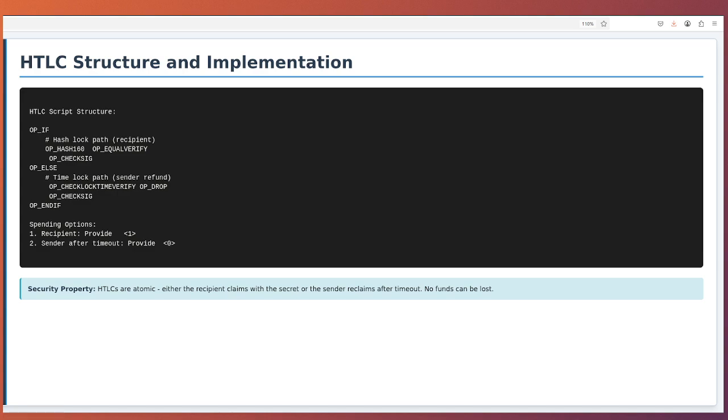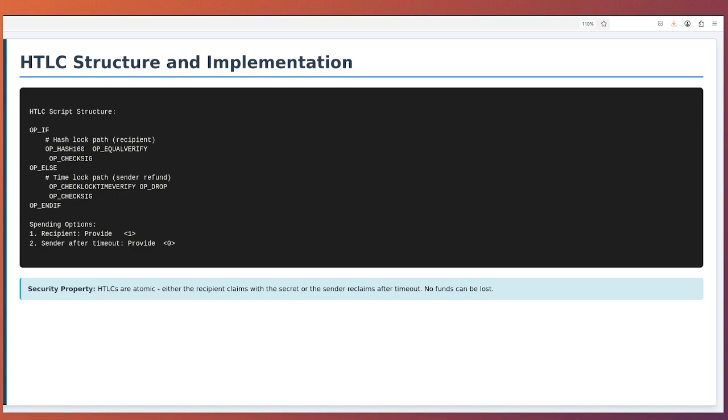OP_CHECKSIG. The second path is the timeout path, which becomes available after the time lock expires. It checks that enough time has passed and verifies the sender's signature for reclaiming the funds. This path looks like OP_ELSE, the timeout value, OP_CHECKLOCKTIMEVERIFY, OP_DROP, the sender's public key, OP_CHECKSIG, OP_ENDIF. When the recipient wants to claim the funds, they provide the hash preimage and their signature, which triggers the first conditional branch.